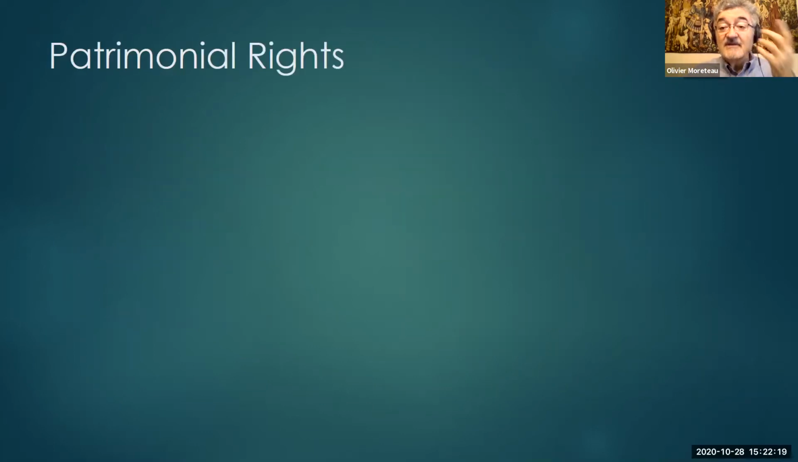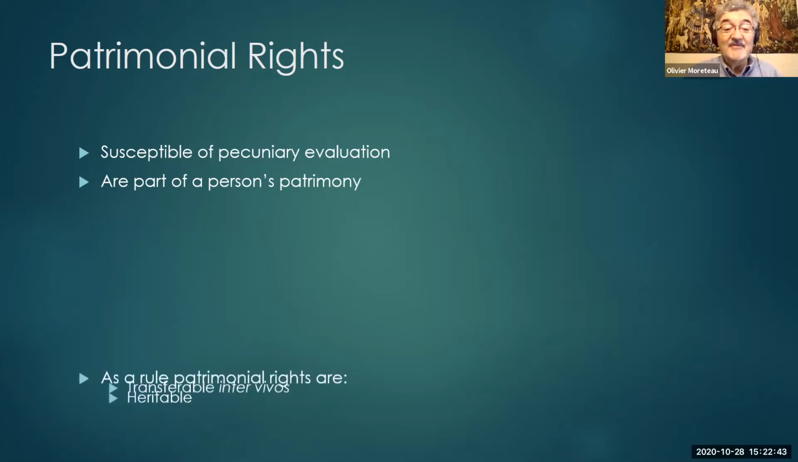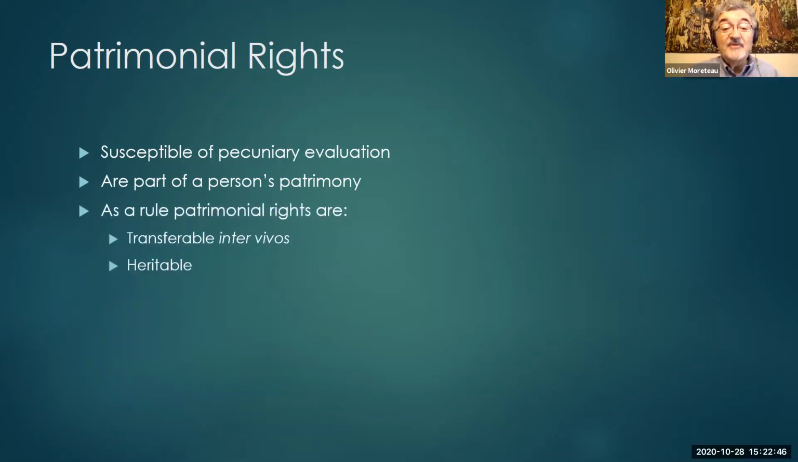So let us discuss first, in very general terms, those patrimonial rights, which are those that are easier to grasp. They are, as I indicated, susceptible of pecuniary evaluation. They are part of a person's patrimony. For each patrimonial right, you see an entry in the patrimony. And as a rule, patrimonial rights are transferable inter vivos. What does that mix of English and Latin mean? That means you may transfer those rights to other living person as long as you are alive.